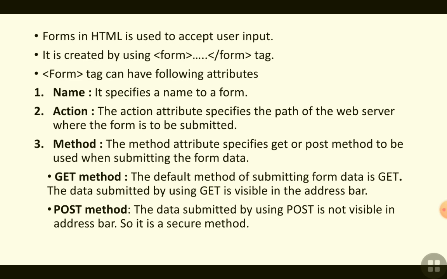The third attribute is method. The method attribute specifies how your form data will be submitted to the web server. There are two types of method, the get method and the post method. The get method is the default method. Here, whatever data you have filled in the form will be seen in the address bar. The next method is the post method. Here, whatever data you fill in will not be seen in the address bar, so it is a secure method.